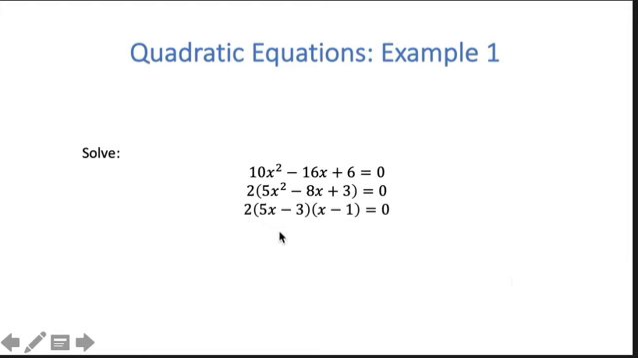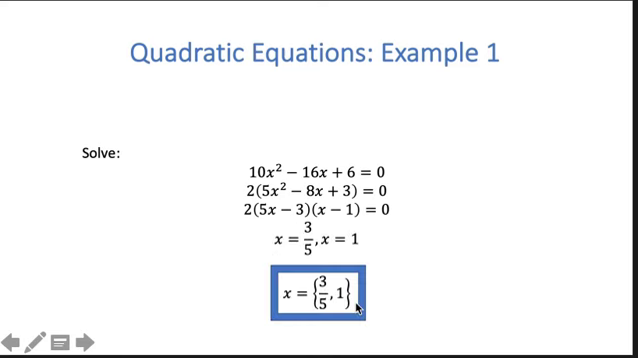So if 2 times this equals 0, then either this parenthesis is equal to 0 or this parenthesis is equal to 0. So set those each equal to 0, and you'll get the solutions that x is equal to 3/5 or x is equal to 1. Those are the two solutions to the equation. All right, moving right along. So what we've done so far is solved a quadratic equation using the zero product principle.